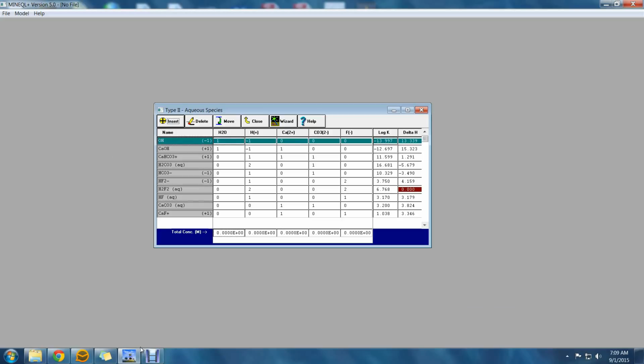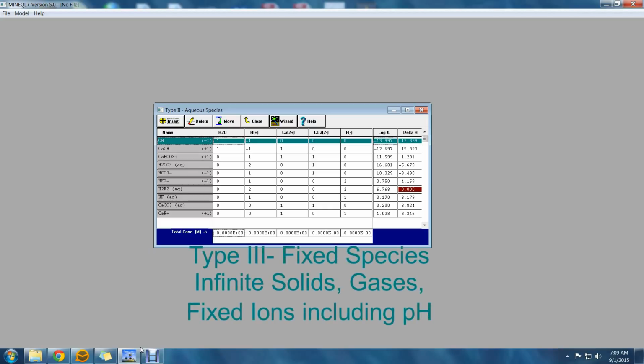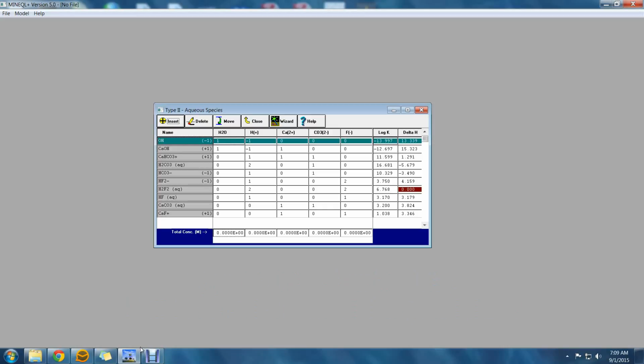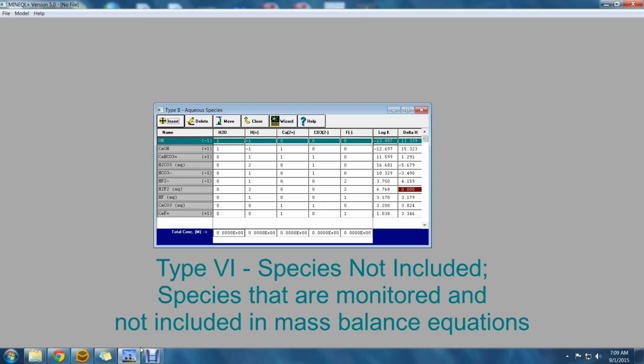In MINEQL Plus, the tableaus are organized by species type. Type 2 are aqueous species. Type 3 are fixed species, which include infinite solids, gases that are open to the atmosphere, and fixed ion concentrations. If you set the pH to a fixed value, it will be included here since it is treated as a fixed ion. Type 5 are solids with the potential to precipitate, also known as dissolved solids. Type 6 are species not included.